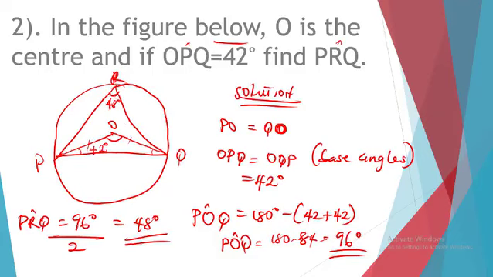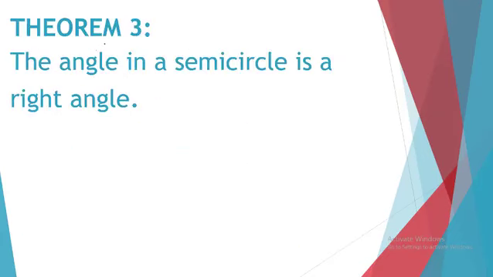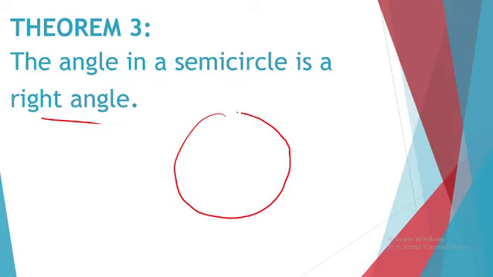So let's go over to the third theorem. Theorem 3 states that the angle in a semicircle is a right angle. The angle in a semicircle is a right angle. What do we mean by that? If we have a circle and then we have a triangle inside the circle, let's take here to be O, here is A, here is B, and we'll call here P.